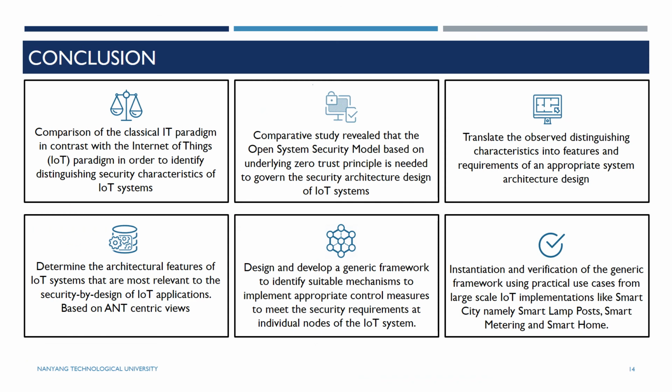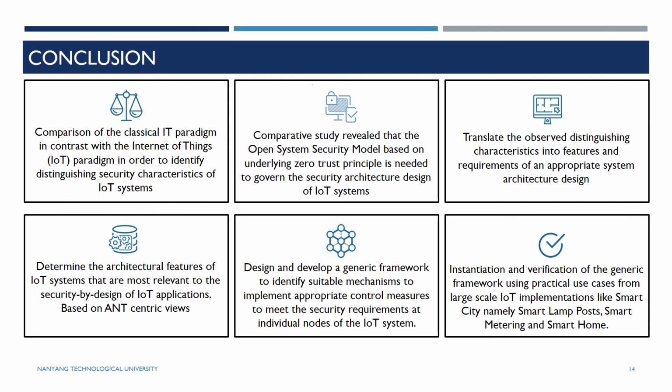So to conclude, we performed the comparison of the classical IT paradigm in contrast with the Internet of Things paradigm in order to identify distinguishing security characteristics of IoT systems. And we also performed a comparative study that revealed that the open system security model based on the underlying zero trust principle is needed to govern the security architecture design of IoT systems. And that translates the observed distinguishing characteristics into features and requirements of the appropriate system architecture design. And we determine the architectural features of IoT systems that are most relevant to the security by design of IoT applications based on the activity-centric, network-centric, and thing-centric views.